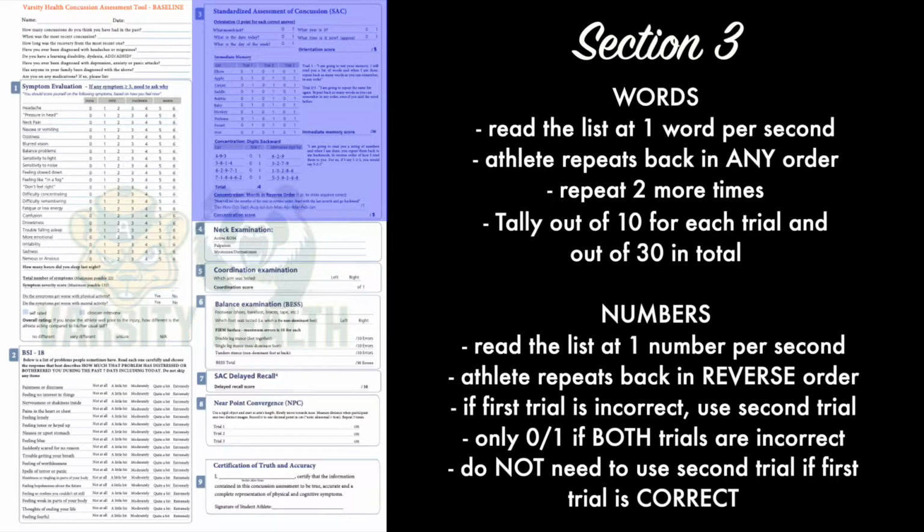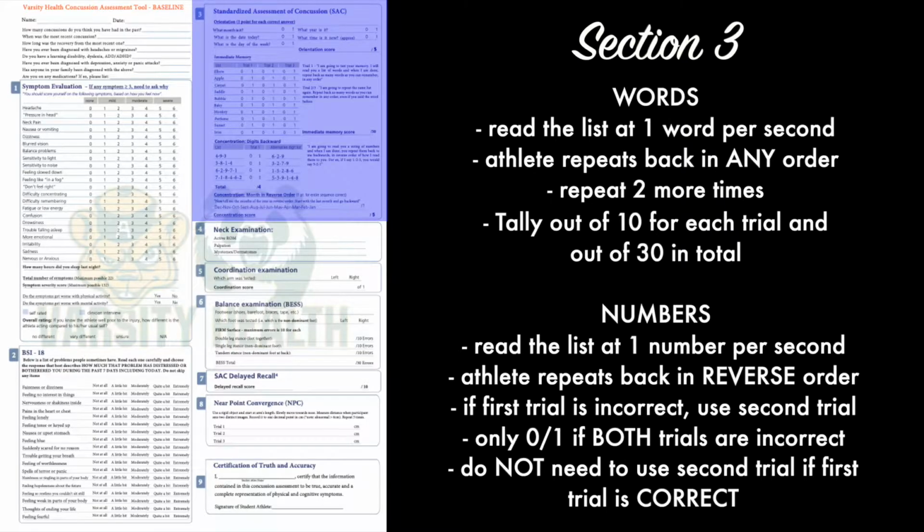Next is the immediate memory section. Here, you will read the list of 10 words in the order they are seen on the page. You should read at a pace of approximately 1 word per second. Once you have finished reading, the student athlete must read the list back to you. They can list the words in any order. Circle the words that are correctly listed, regardless of order. You will repeat this process 2 more times, including reading the athlete the list of 10 words. Once the athlete has completed this 3 times, tabulate their total score of correct words out of 30.